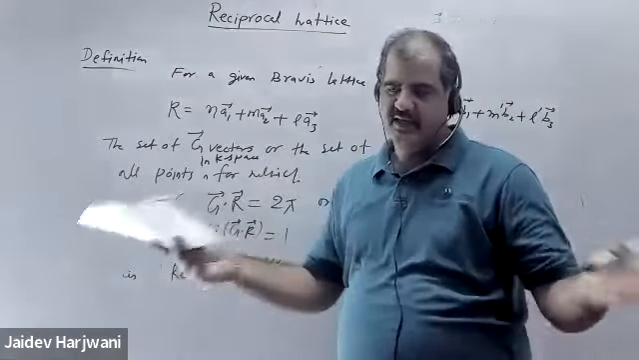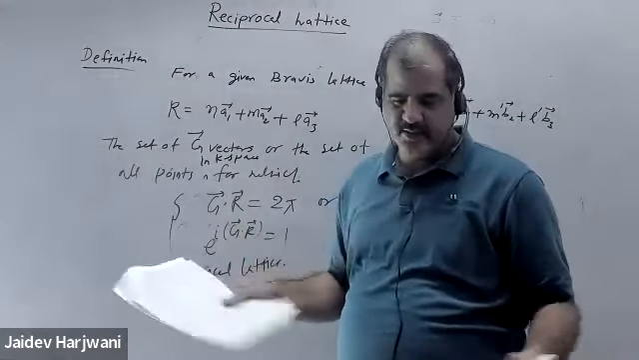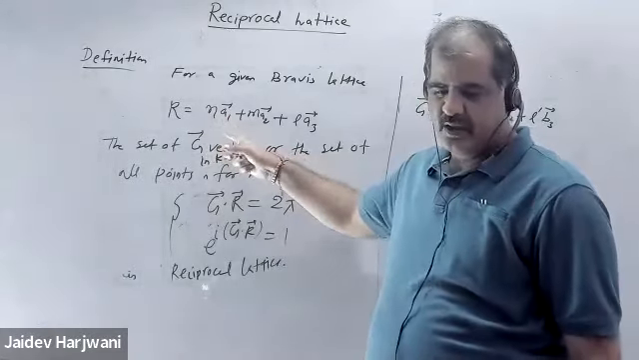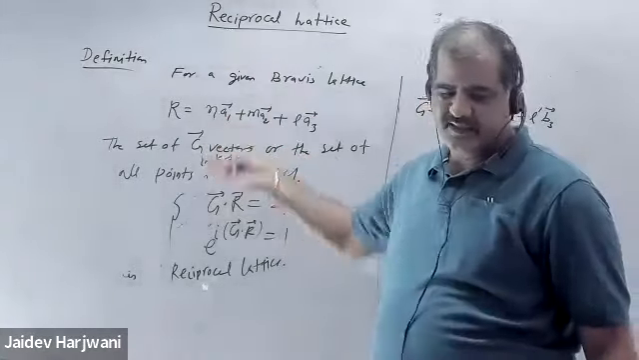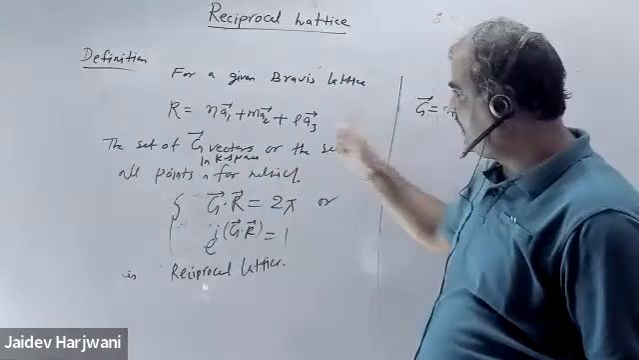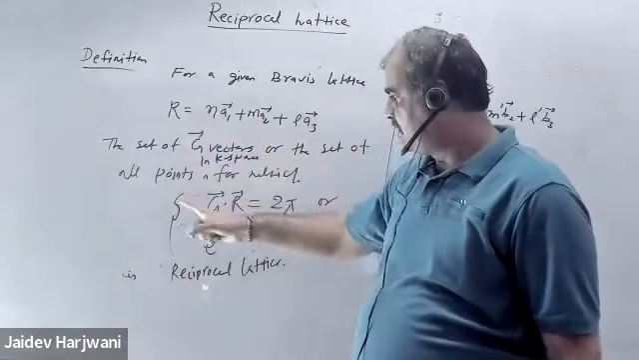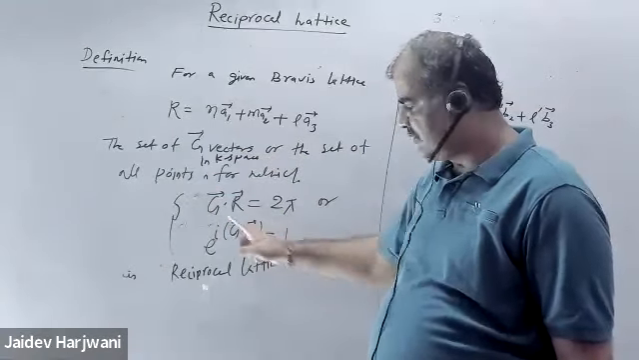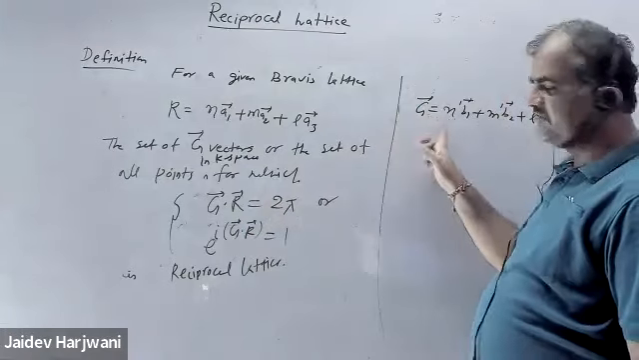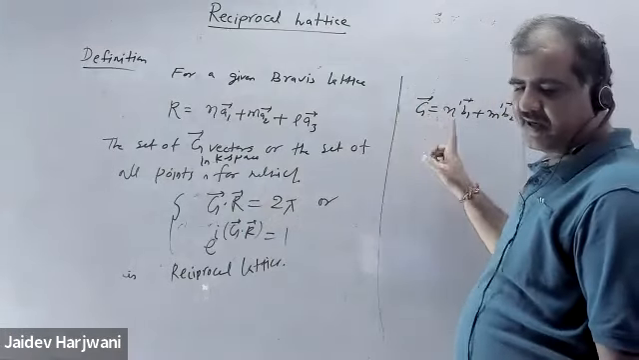So you take a direct lattice whose vector is given by this one. Now you take any other lattice in k space, G, and if you take G dot R and this property is satisfied, then these are the vectors of the reciprocal lattice.